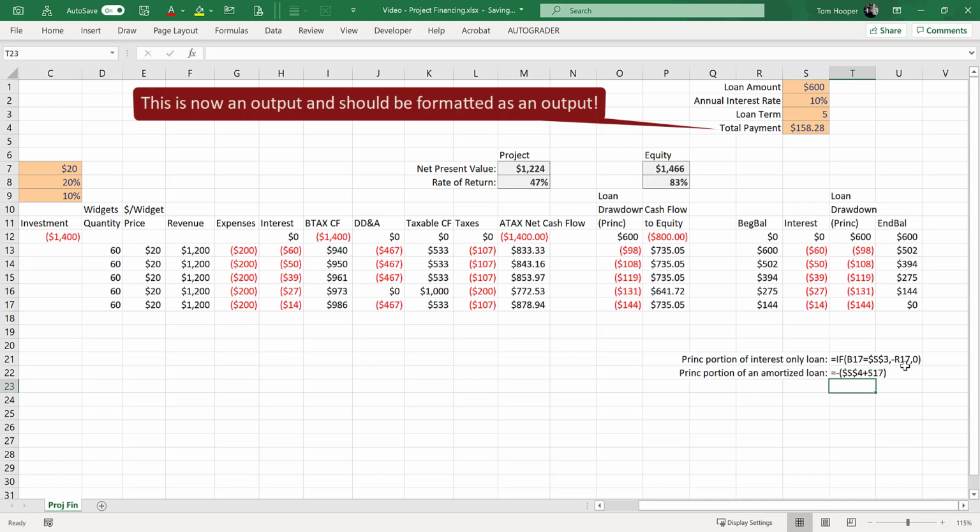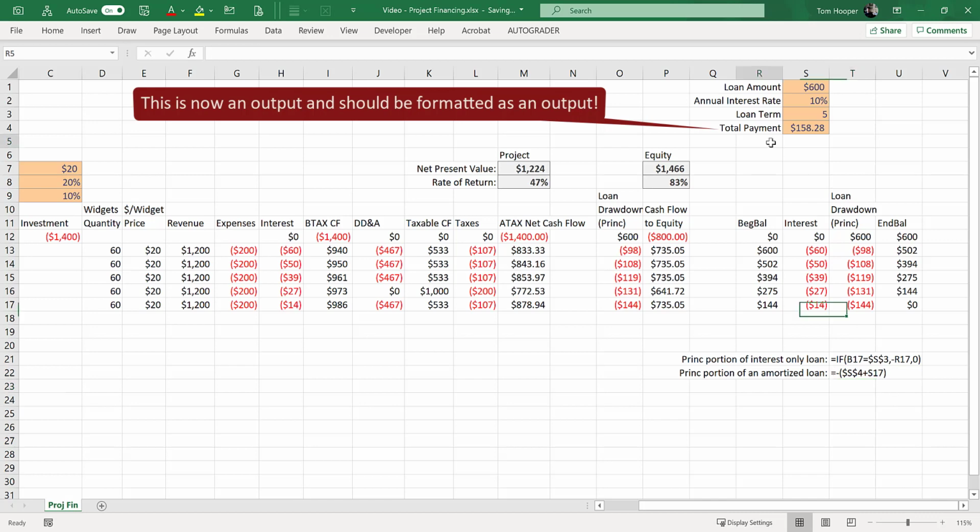And look at the difference. In the amortized loan, we didn't even have to check to see if we were in the last period because the principal portion is calculated the same every time. It's just the total payment minus the interest, and the interest is calculated the same on both loans. It's just the beginning balance times the interest rate.